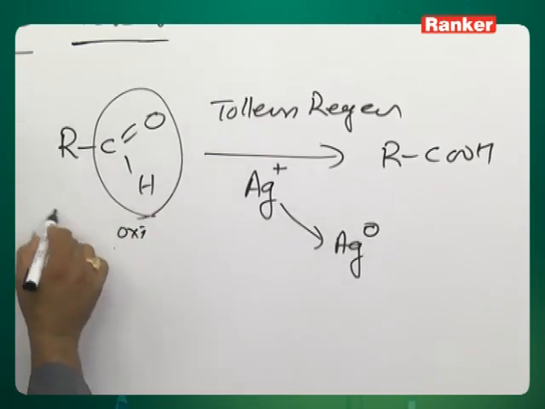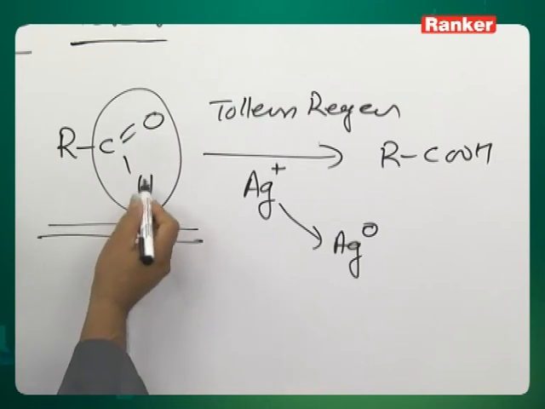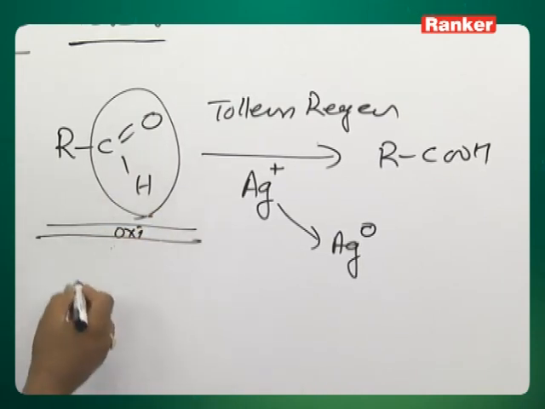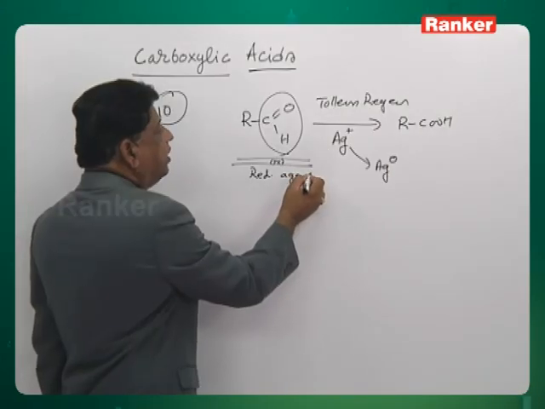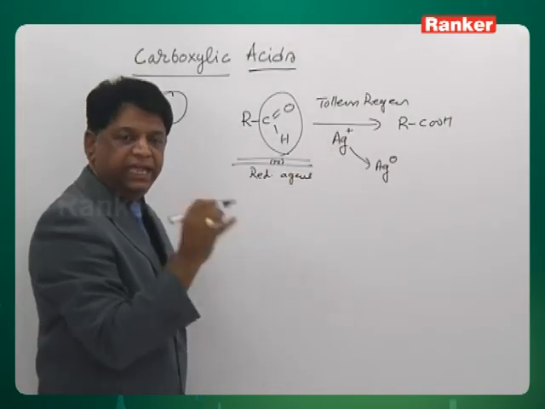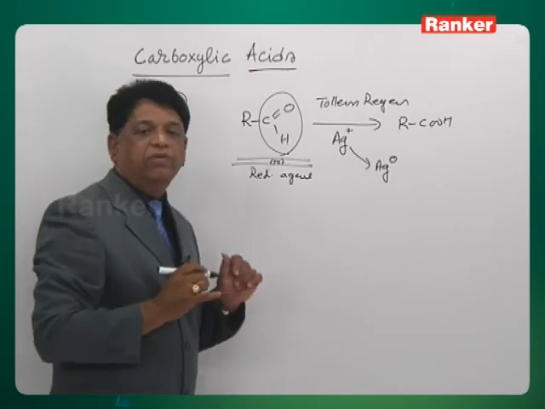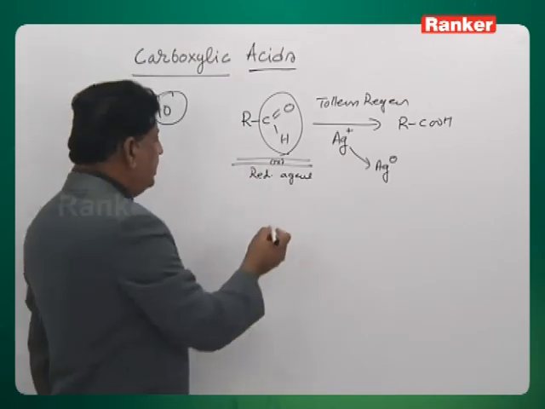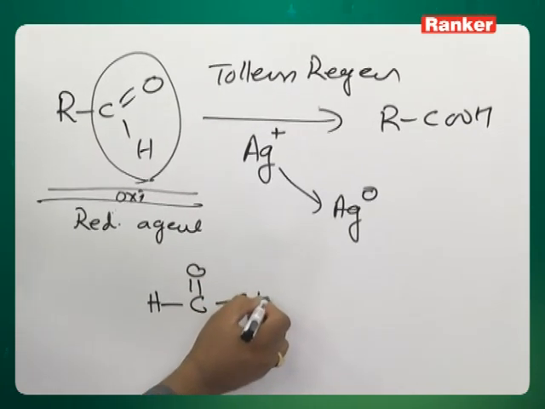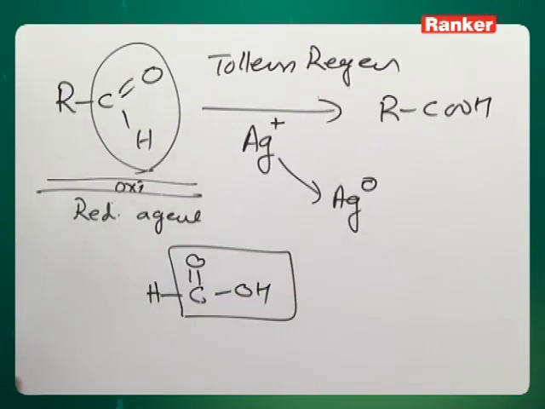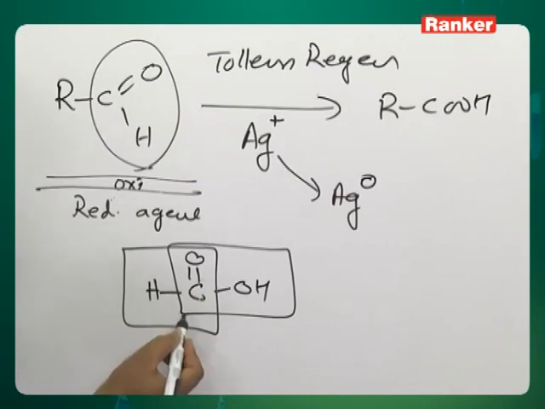So what is this compound called? It is undergoing oxidation, but it is called a reducing agent. What is the Tollens reagent? It is an oxidizing agent. So aldehydes will have reducing property. In formic acid, actually there is a carboxylic acid function, but if you see this side, we have an aldehyde.